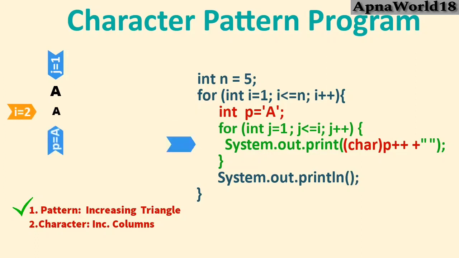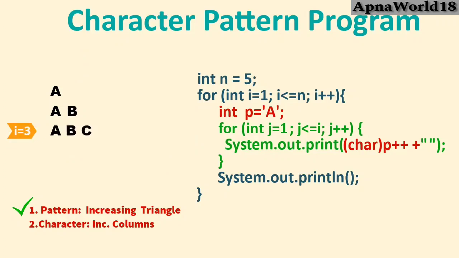It will print P, which is A. P is incremented and then in the second pass of the inner loop, it prints B. Then it comes out and in row 3, it prints ABC. In row 4, it prints ABCD and in row 5, it prints ABCDE.